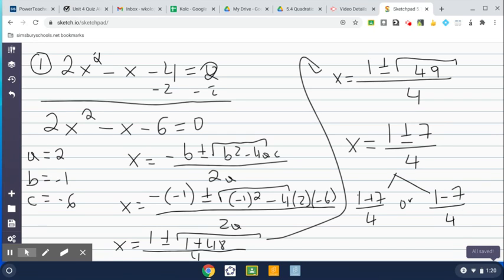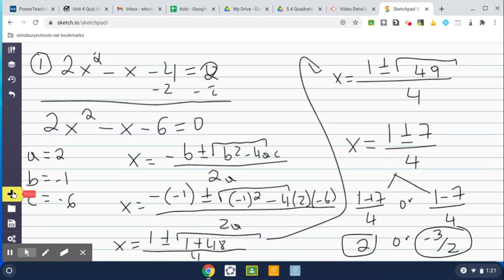1 plus 7 is 8. 8 divided by 4 is 2. So x equals 2 is one of the solutions. 1 minus 7 is negative 6. Negative 6 divided by 4. If you simplify it or reduce it, you get negative 3/2. Okay, so we have two solutions. X could be 2 or X could be negative 3 halves.